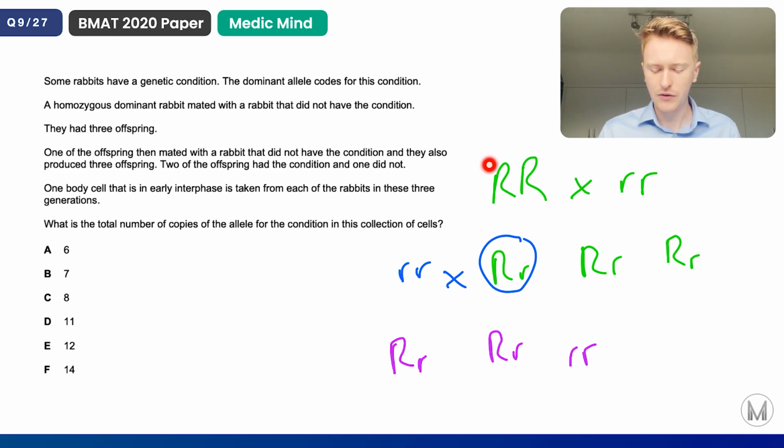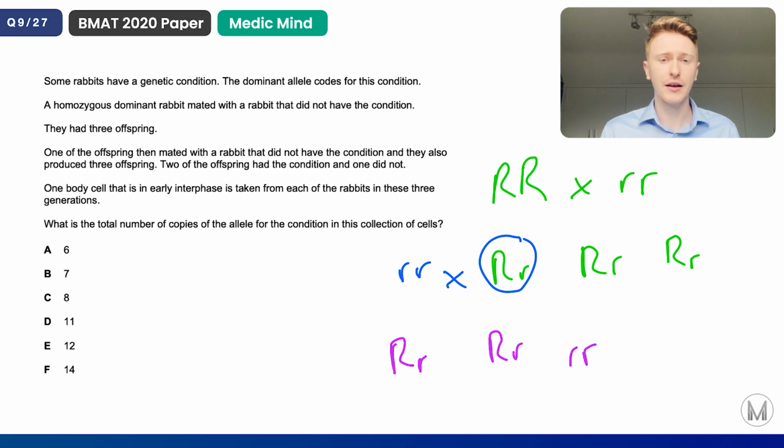So you can see here we've got the different generations of all of the rabbits, ignoring this one which isn't part of the family. If we focus on all of these generations, we then just have to add up the number of copies of the allele in each situation.